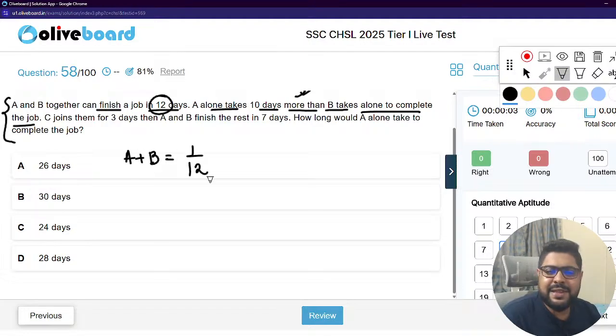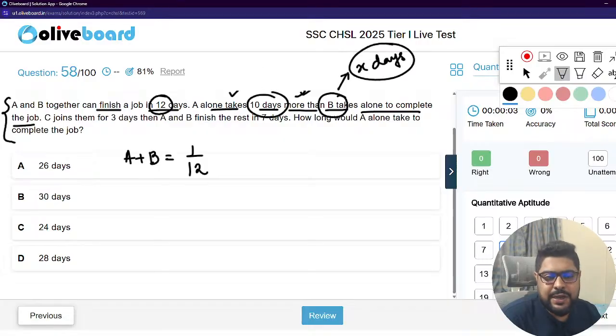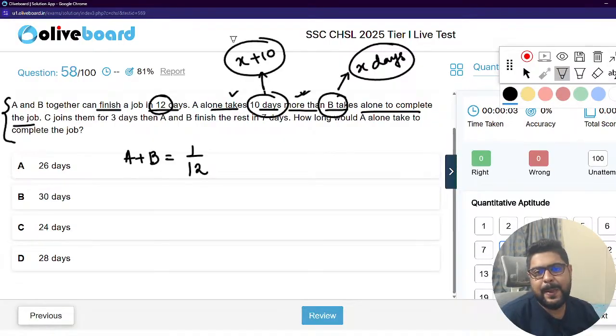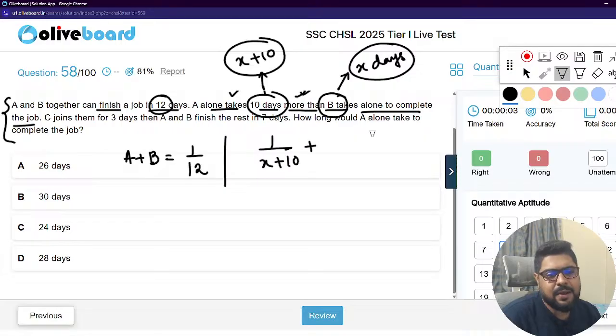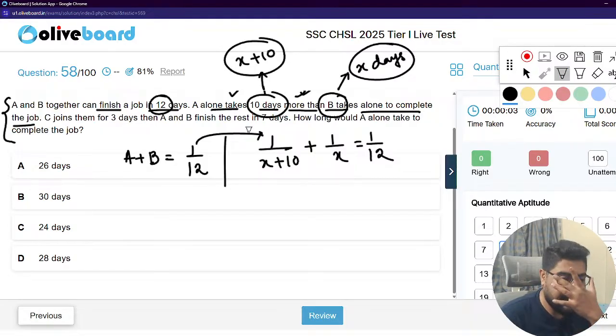So 12 days the whole thing. So 1 day, 1 by 12. A alone takes 10 days more than B. Let's say B takes x days. So 10 days more means A takes x plus 10 days. So from there you will get 1 by x plus 10, the efficiency of A, and efficiency of B, equal to the total given, 1 by 12. From this equation you will find the efficiencies of A and B.